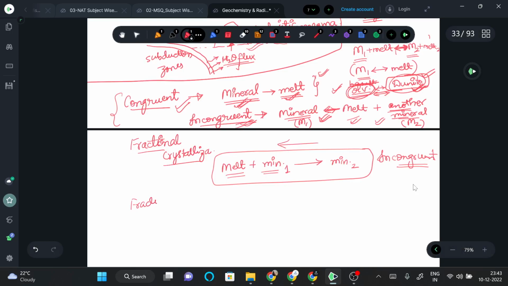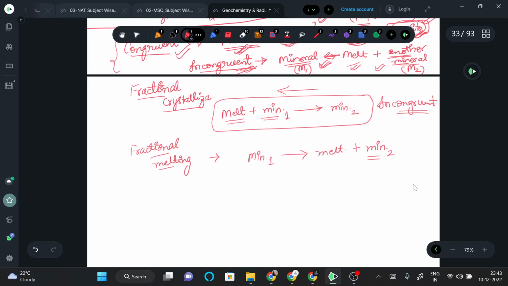Okay, fractional melting. So in fractional melting you will have some mineral, mineral 1, which will give melt, plus let's say you stopped it at a certain temperature and pressure and this mineral did not melt up to that point. Okay, this would have happened at a certain PT, and at this PT let's say some part of this mineral 1 got converted into melt and some part remained as solid, and for this to be converted into melt will require further increase in temperature and pressure. So let's say you got this condition in fractional melting.